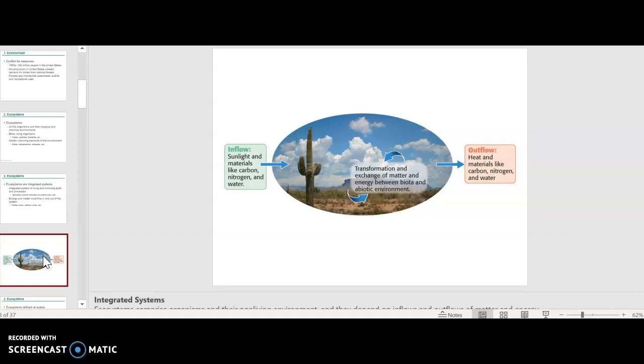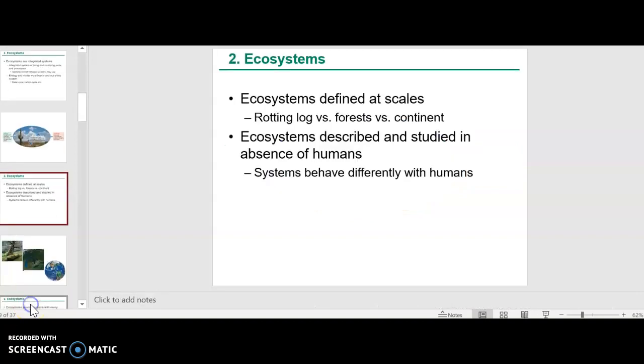So we have this integrated system where sunlight and materials like carbon and nitrogen and water go into the system. They are transformed and there is an exchange of matter and energy between biota and abiotic environment. And then, of course, we have an outflow, which is heat and materials like carbon, nitrogen, and water. Notice what goes in is what comes out of the system, and then this goes back into the system again. So it's like a closed loop system. The problem with how we live today, in terms of consumption and waste, is we live in a linear system where this end product is not put back into the original environment, so it's not closed loop.